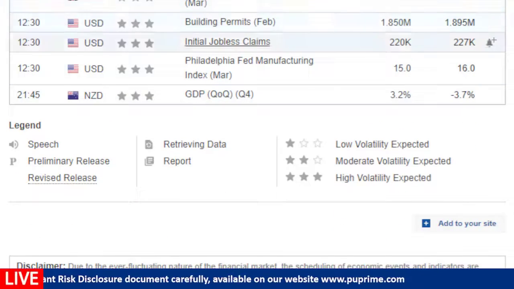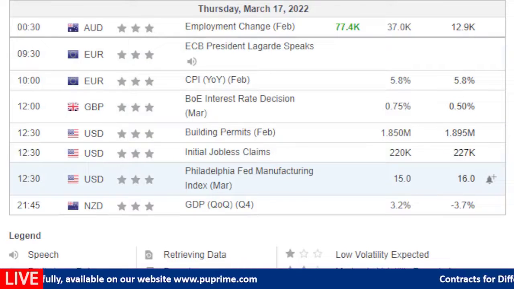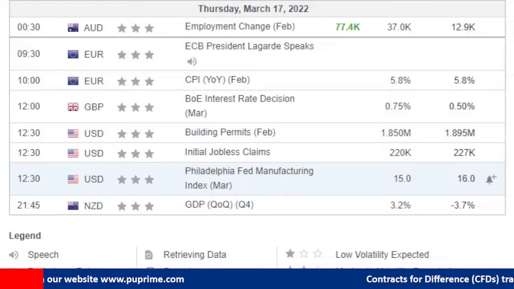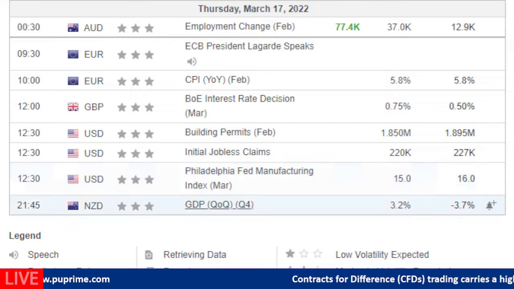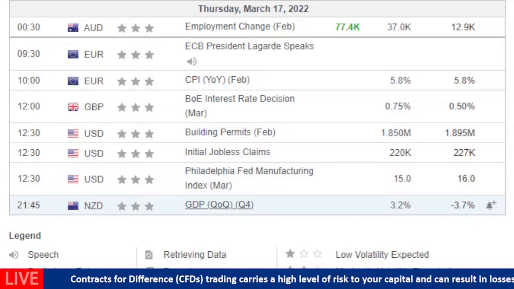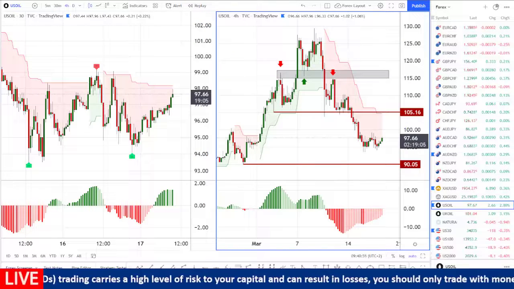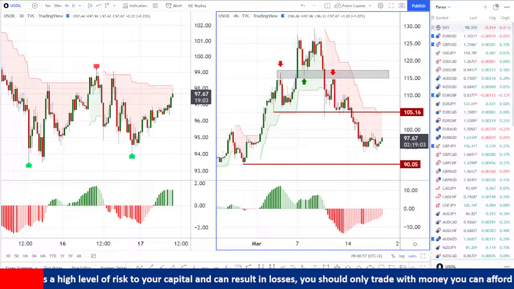We also have the building permits for the month of February, the initial jobless claims, as well as the Philadelphia Federal Manufacturing Index, and that's for the US economy. And we end our day with the GDP for the fourth quarter of 2021 from the New Zealand economy. Having a look at the charts, what do we have on the technical analysis?